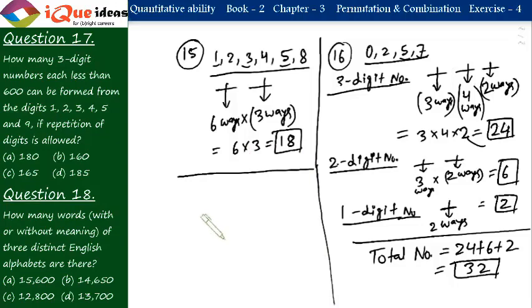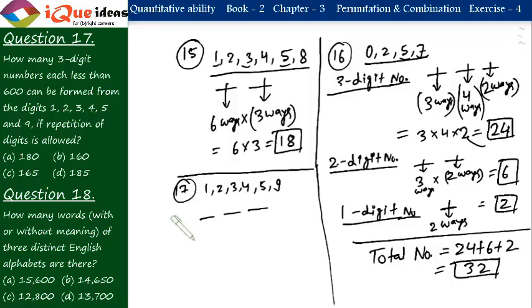Okay. Now question number 17. It says, how many 3-digit numbers, each less than 600, can be formed from the digits 1, 2, 3, 4, 5 and 9 if repetition of digits is allowed. All right, so we can do it here. 1, 2, 3, 4, 5 and 9, and we have to form 3-digit numbers. So 3 places, and repetition of digits is allowed.